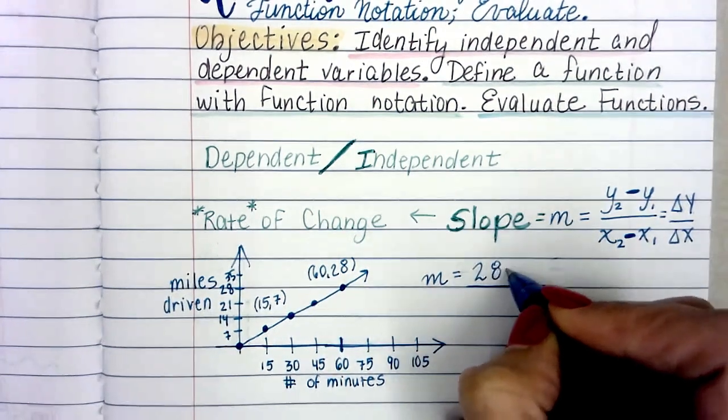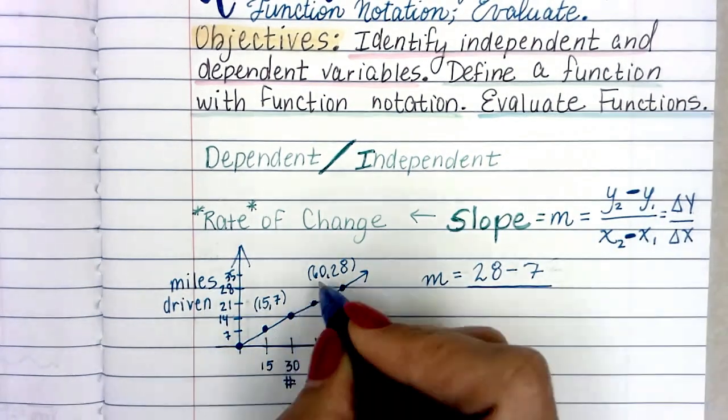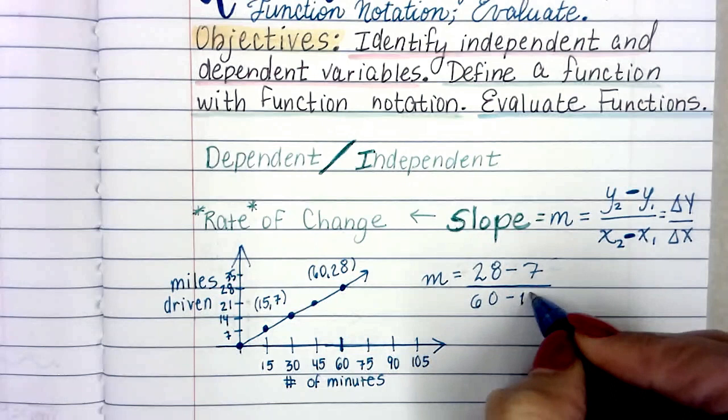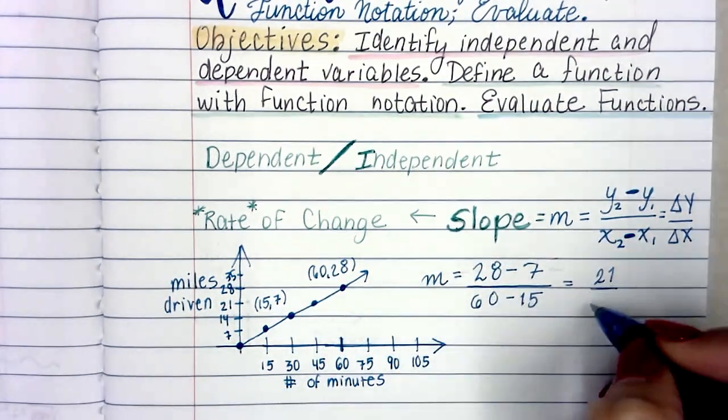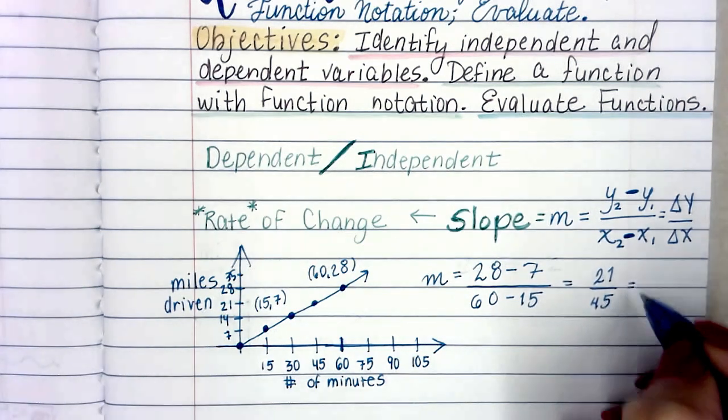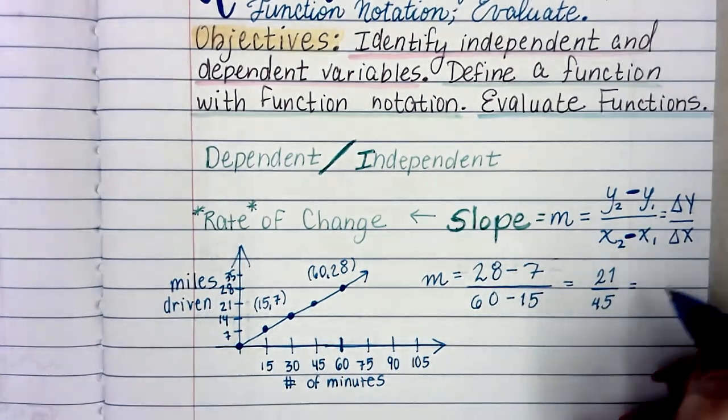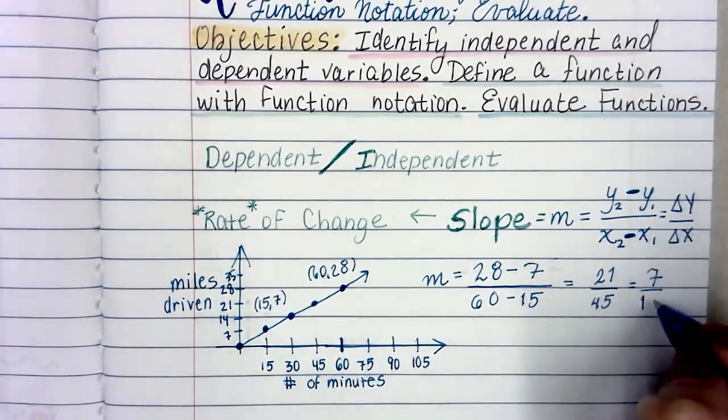So I have 28 minus 7 in my numerator, and then I have 60 minus 15 in my denominator, and that gives me a 21 in my numerator. That gives me a 45 in my denominator. These numbers actually both reduce by 3, so I'll get 7 over 15.